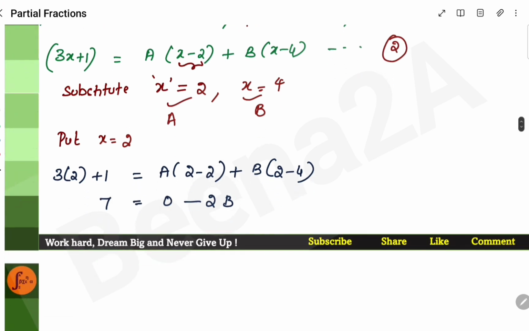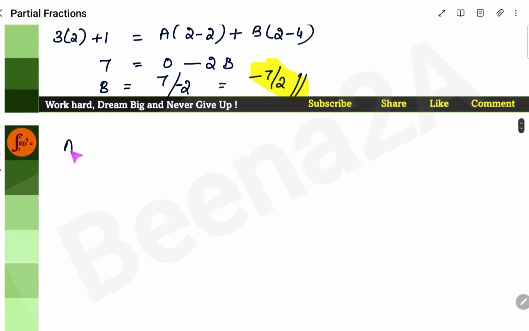Now I'll find the value of b. What will be b here? B will be 7 by minus 2, right? B will be 7 by minus 2, which is nothing but minus 7 by 2. This is the value of b. Now we'll find the value of a, right?